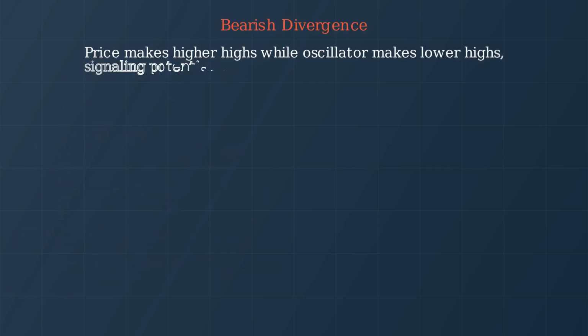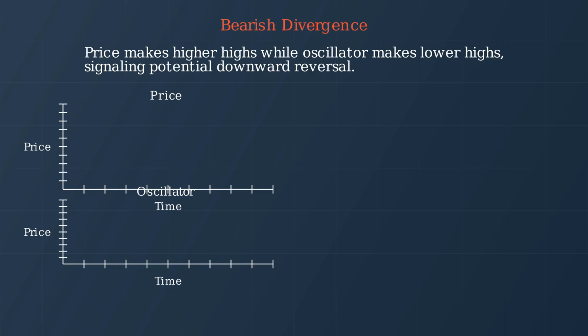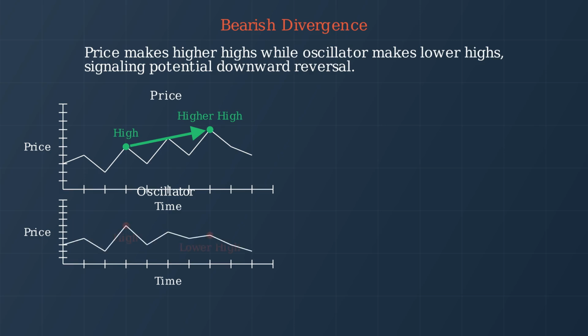Bearish divergence occurs when price makes higher highs, but the oscillator makes lower highs. In this example, the price chart shows an uptrend with progressively higher highs, but the oscillator is showing lower highs during the same period, creating a bearish divergence. This suggests that buying momentum is weakening despite higher prices, potentially signaling an upcoming reversal to the downside.